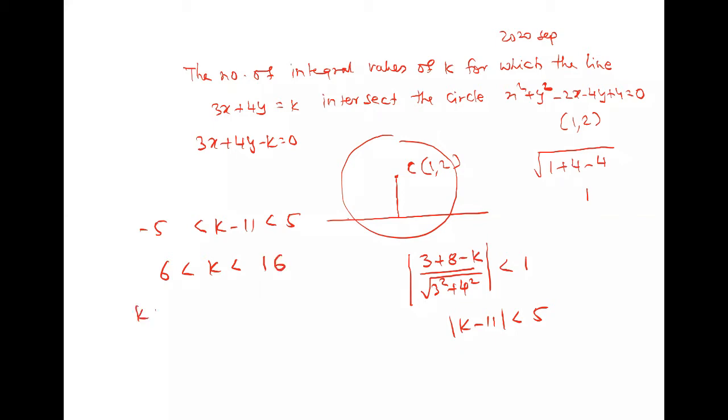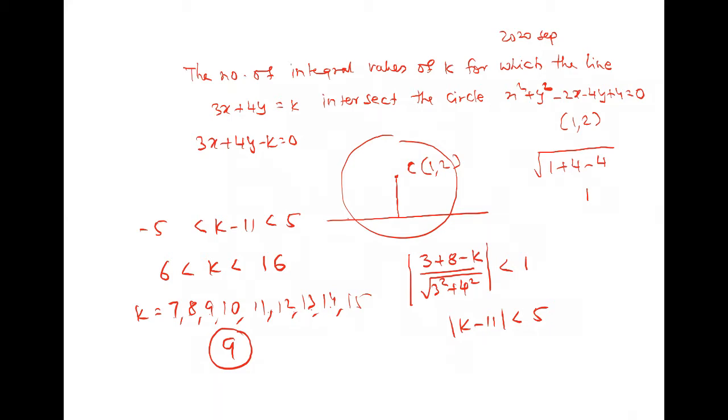How many integers are there? 7, 8, 9, 10, 11, 12, 13, 14, 15. That is 1, 2, 3, 4, 5, 6, 7, 8, 9. So they asked in integer type. You can cross check. This is the same question asked.